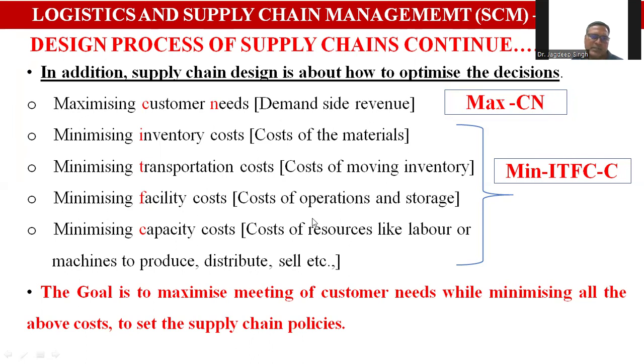So maximizing customer needs, demand side revenue. Second point is minimizing inventory cost, that is cost of the materials. Minimizing transportation cost, cost of moving inventory. Minimizing facility cost, that is cost of operations and storage. Minimizing capacity cost, costs of resources like labor or machines to produce, distribute, or sell, etc. The goal is to maximize meeting of customer needs while minimizing all the above costs to set the supply chain policies. So that we need to understand.